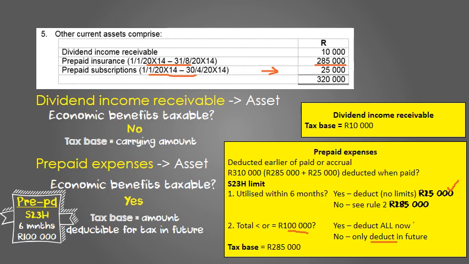Therefore, we will only deduct the 285,000 in future. Now, the tax base of an asset is the amount that will be deductible for tax in future. And we see that the 285,000 will be the amount that will be deducted in future. The 25,000 would have been deducted in the current year. So therefore, the tax base will be 285,000.